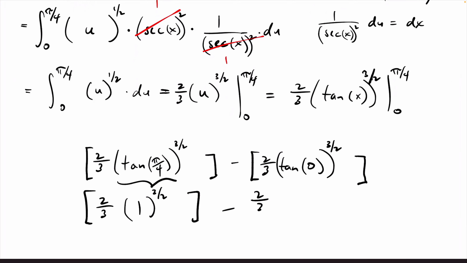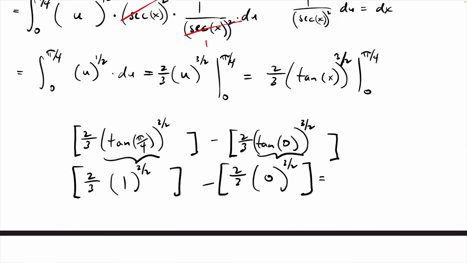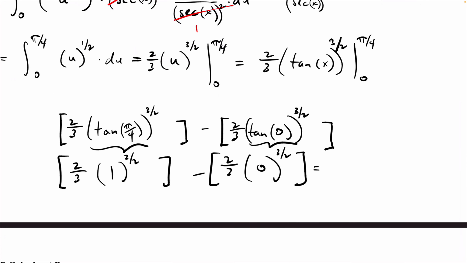What's tangent of 0? 0. One to any power is always going to be 1, so it's 2/3. 0 to any power is always going to be 0. So the answer is 2/3.